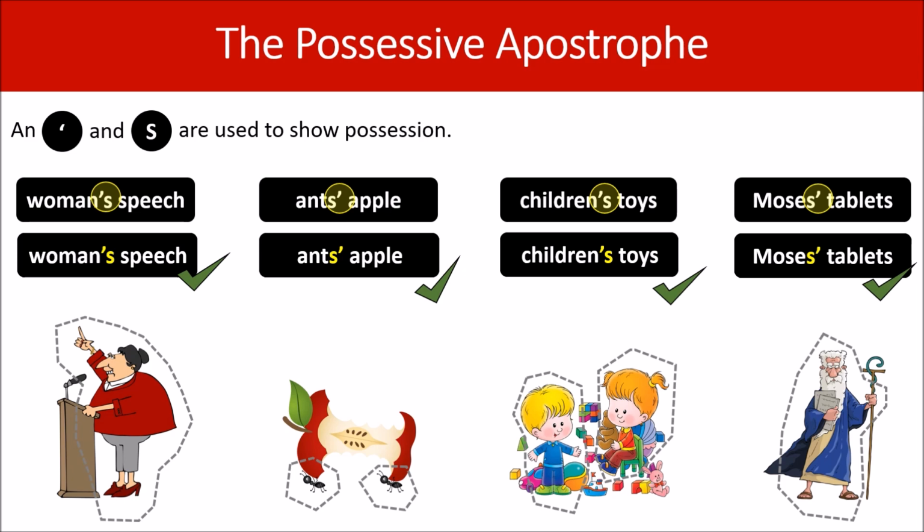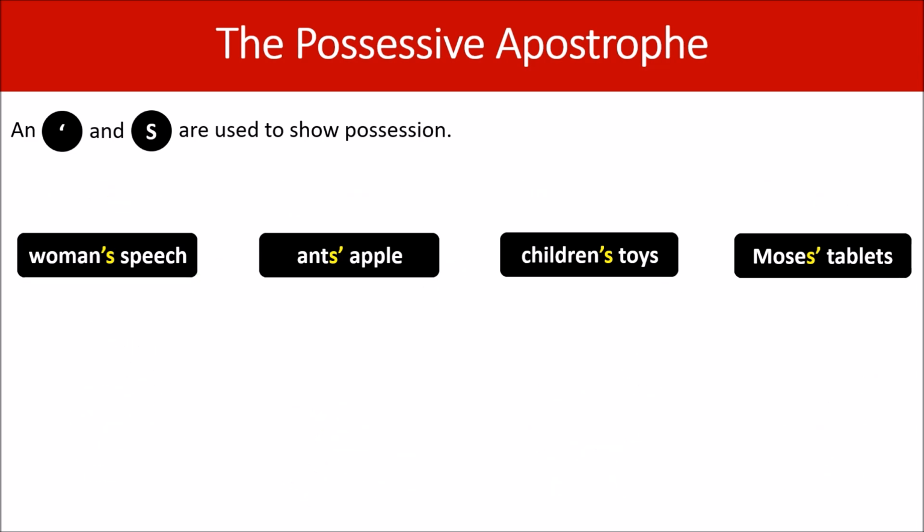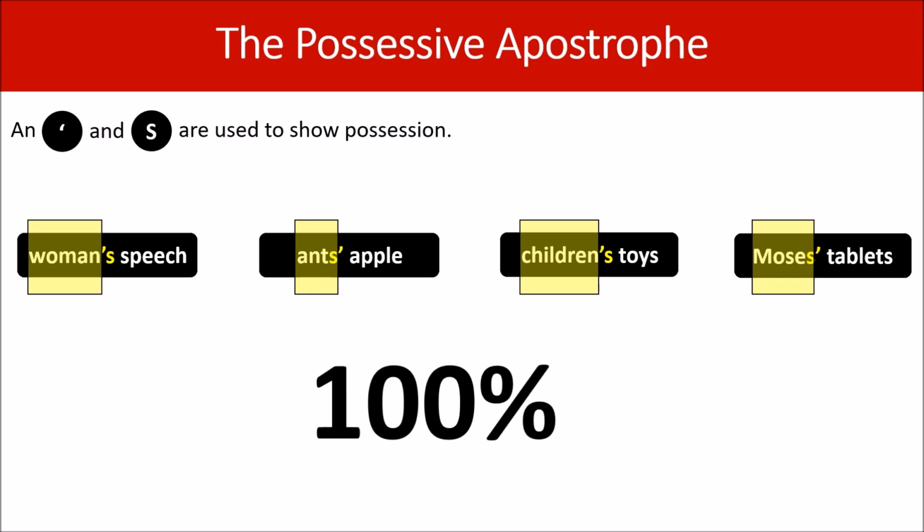It's worth doing a quick check. Everything to the left of the apostrophe should be the possessor spelled perfectly. That is a 100% rule. Everything to the left of the apostrophe is the possessor spelled perfectly.